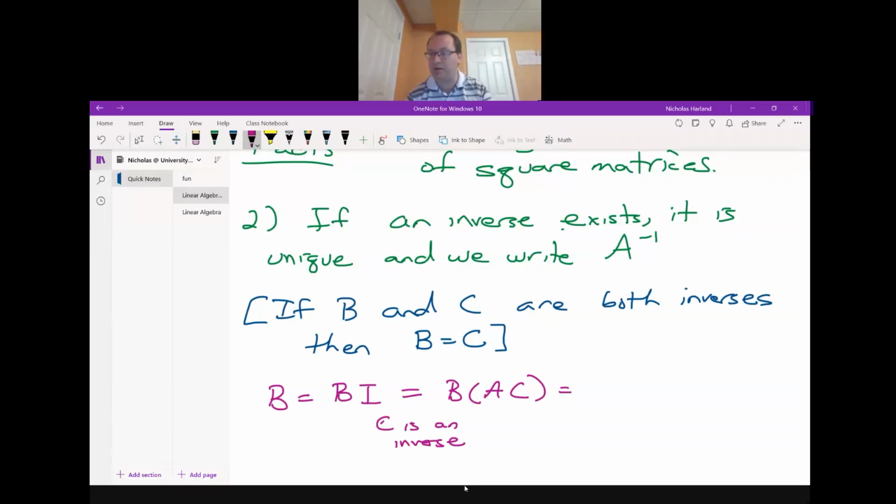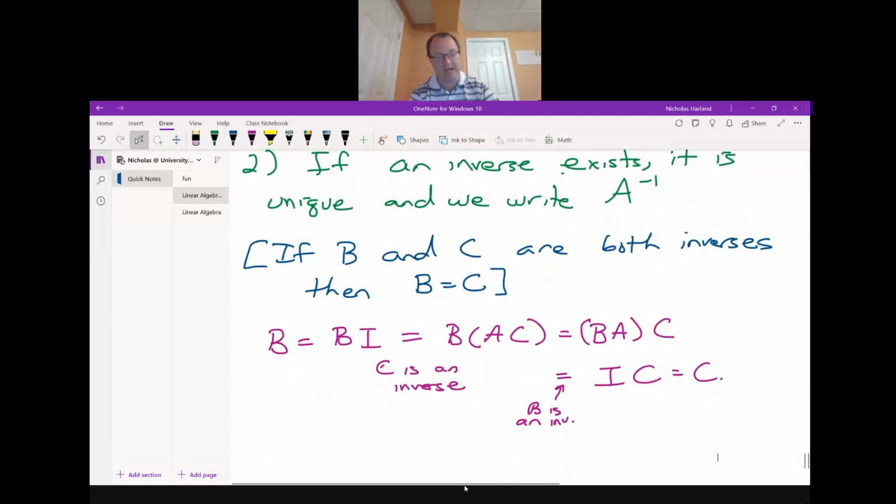And then we're going to use a property that we would have seen in a previous video that allows us to move brackets around. Specifically, the associative property. Now remember, with matrix multiplication, we can't change the order. So we've got to make sure we're doing this carefully. We're not going to change the order of the matrix multiplication. We're just going to change the brackets. But since B is also an inverse, B times A is I, and B is equal to C.